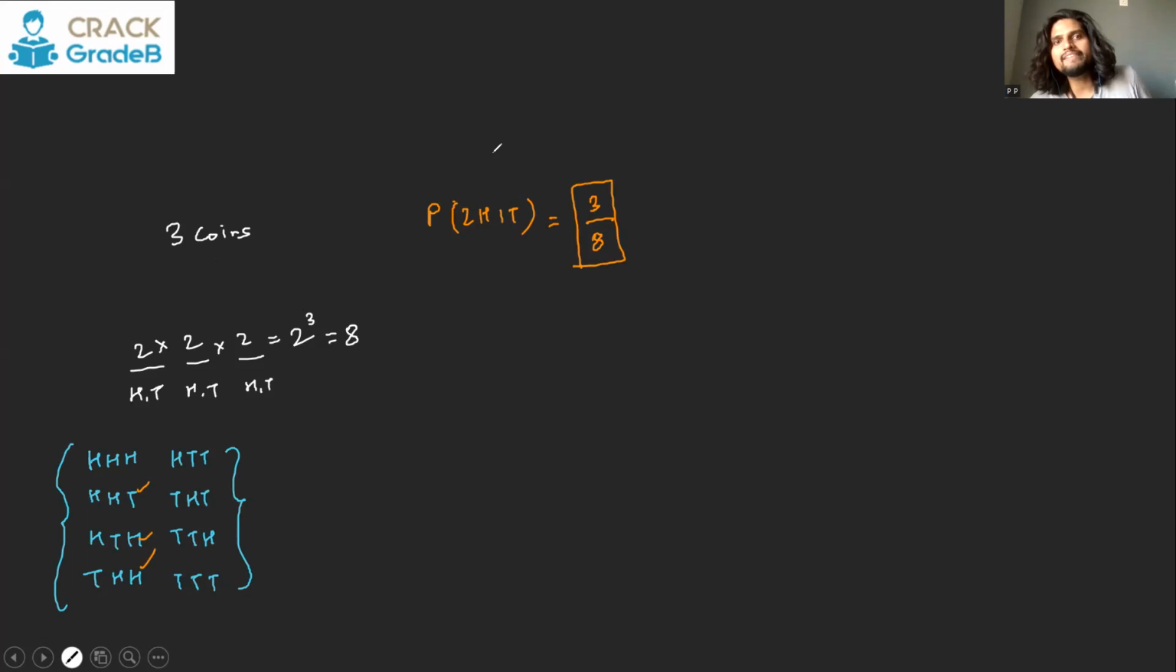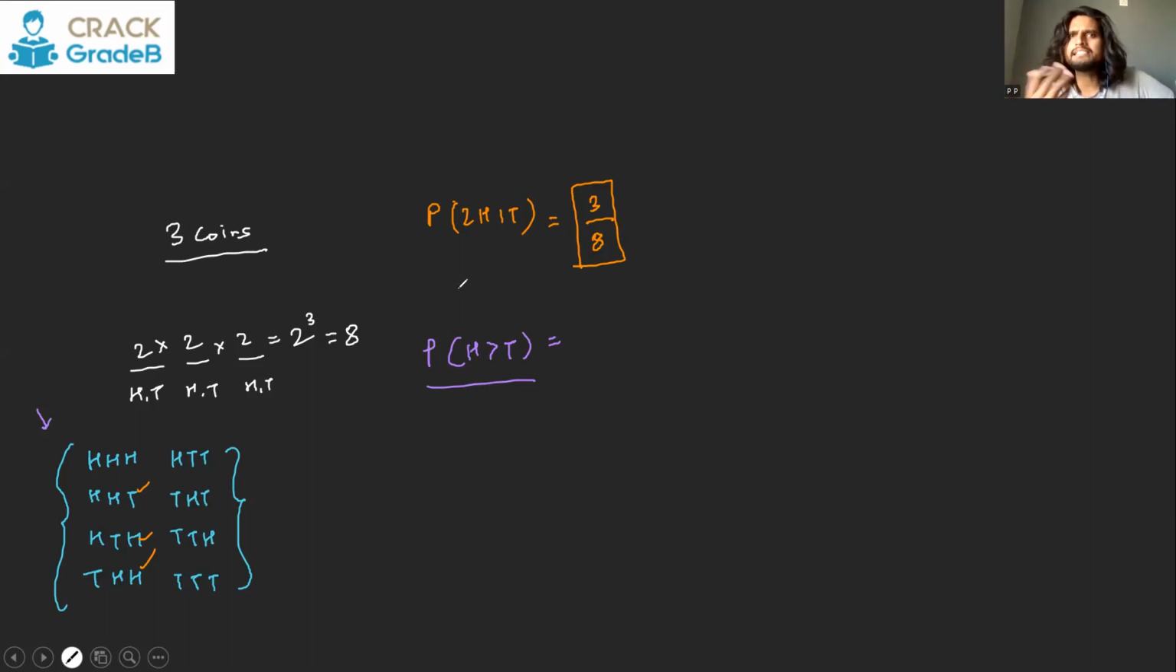Sometimes logic can also prevail. For example, if the question is, what is the probability that the number of heads will be greater than the number of tails? Even if you can't write the sample space for such a question, if you logically think, there are 3 coins, so it cannot happen that heads and tails will be equal in number, because 3 is an odd number. That means there will be some cases where heads will be greater than tails, and some cases where tails will be greater than heads.